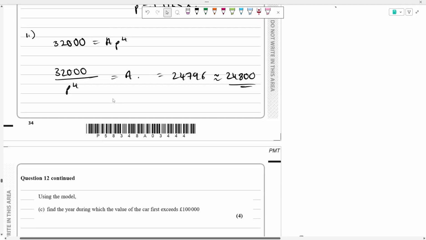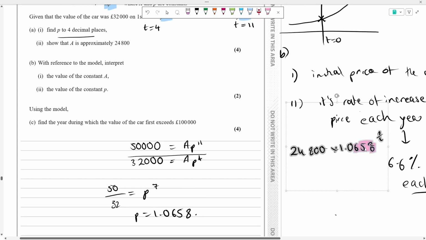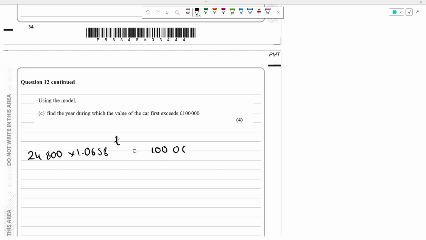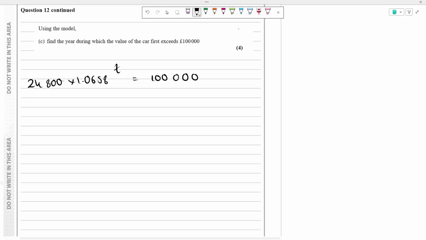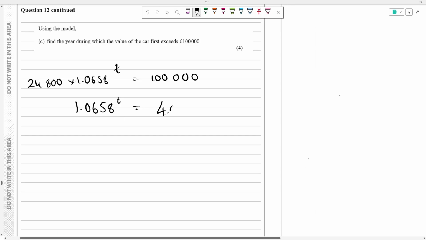So essentially what we're going to be doing is equaling it to 100,000 and rearranging. This is our equation for our V is equal to 100,000, and we'll be using logs, or you can even use ln if you really want. I'm going to divide through by 24,800, so that gives me 1.0658 to the power of t is equal to 100,000 divided by 24800. That gives me 4.03.